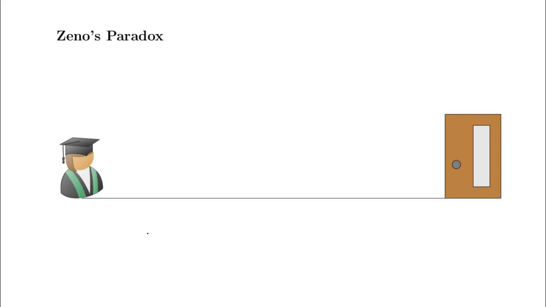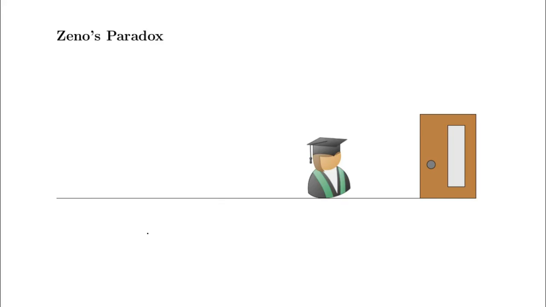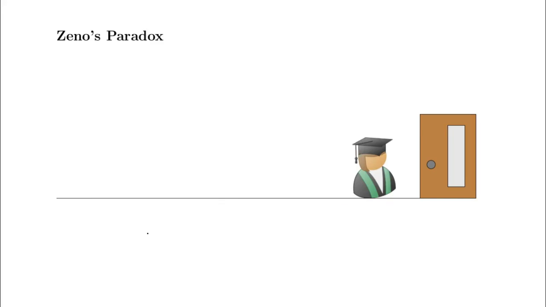Well, that's weird. But Zeno's idea was that if we're going to go through this distance from the student to the doorway, the student has to go half the distance first. And then after that, the student has to go another half the distance. And then after that, the student has to go another half the distance. And what we'll notice is that if we zoom in on this, I'm going to get rid of the picture of the student, and I'm just going to put a little tick mark there. If we keep taking steps by moving half of the remaining distance over and over again, we'll never actually get to the doorway.